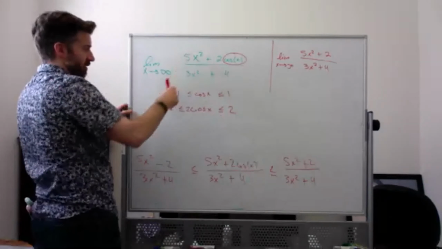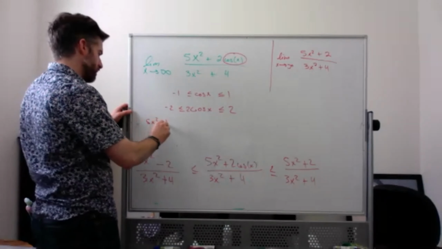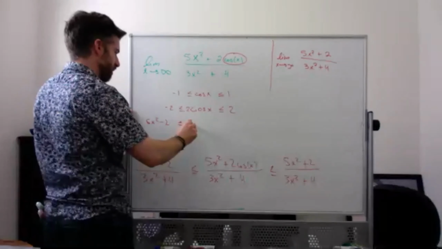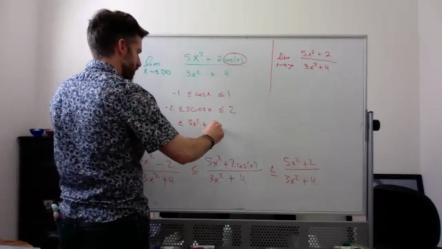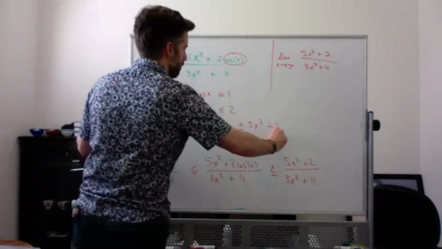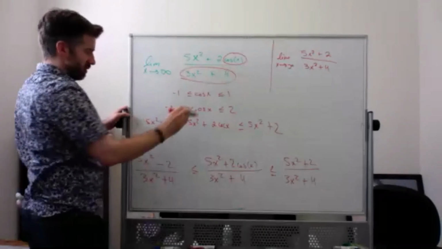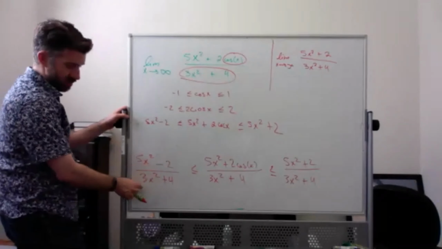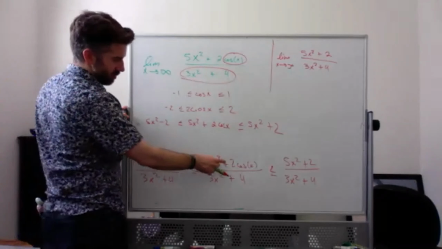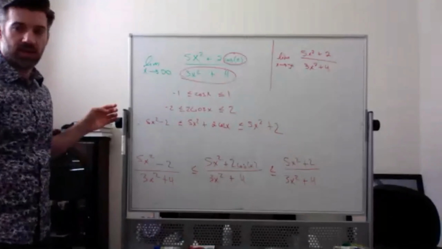You can add 5x squared to each part of the inequality. So 5x squared minus 2 is less than or equal to 5x squared plus 2 cosine of x, less than or equal to 5x squared plus 2. And then to get from here to there, you just divide everything by 3x squared plus 4. So 5x squared minus 2 divided by that is less than or equal to 5x squared plus 2 cosine x divided by that, less than or equal to 5x squared plus 2 divided by that. So that is always going to work.